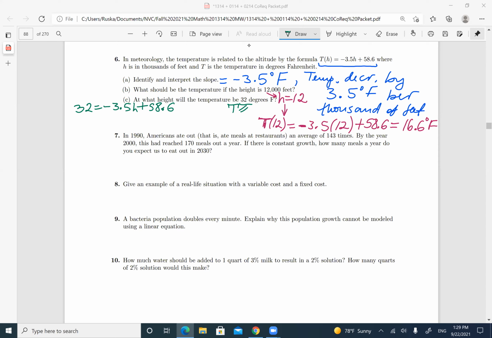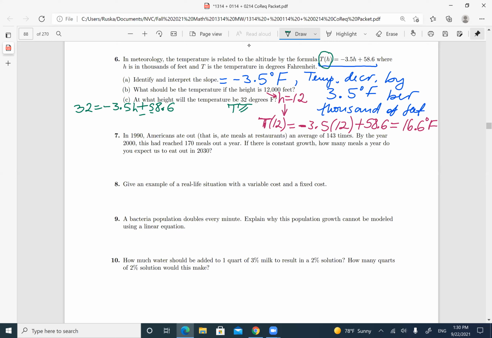Now, T of H means you have a function. So technically you don't put the of H there. The value of T of H is 32. So you don't put T of H, you don't put of H. We just leave it at 32.